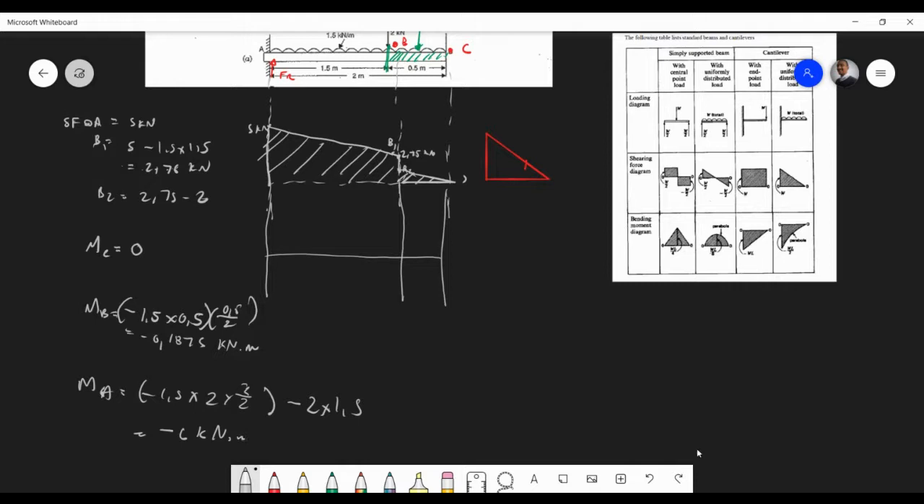And now that looks quite simply like this. We go like that, and we go like that. At the wall is a resisting moment of minus 6 kilonewton meter. And of course, at this particular point it is 0.1875 kilonewton meter.